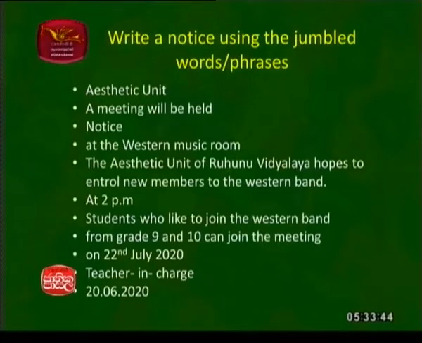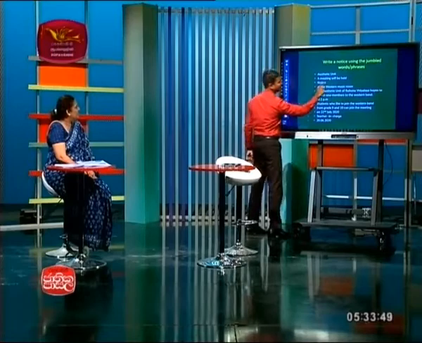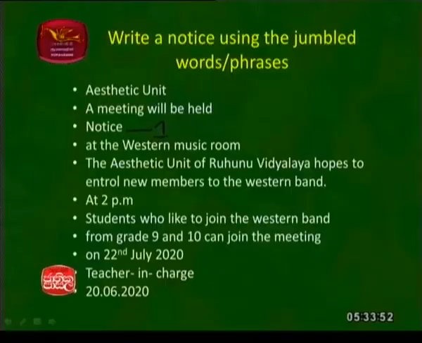Can you tell me, Terence, what is the very first thing that we can write? One. Very good. You had to write notice on top. Yes. Then what should be the second one? Who is inviting? Who is writing this? Who has organized? The aesthetic unit of Ruhunu Vidyalaya hopes to enroll new members to the Western Band, that is the main idea. Second. Yes. And what are they organizing? Because a meeting will be held. A meeting. They are going to have a meeting.